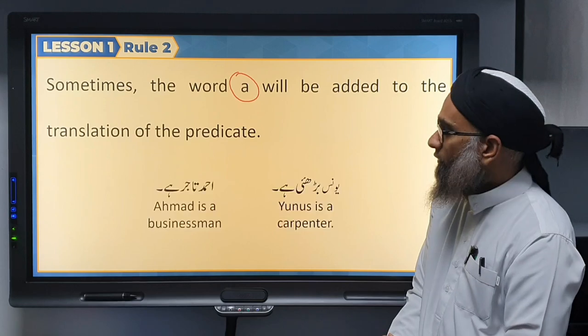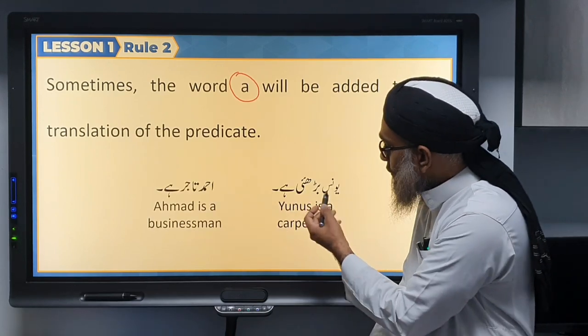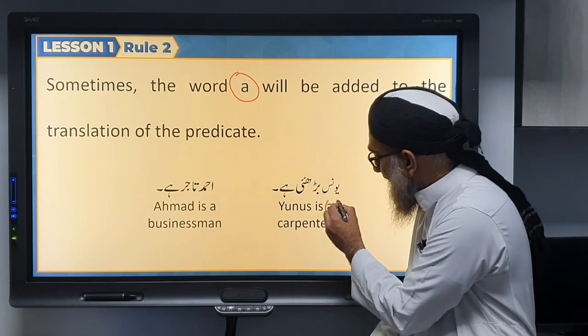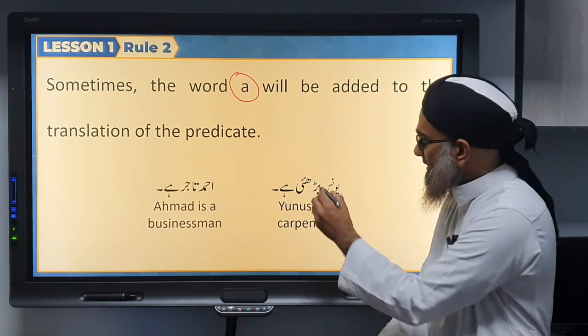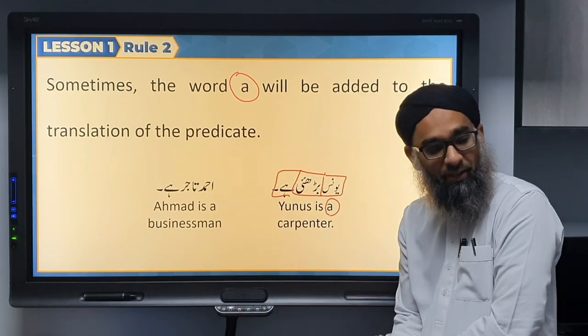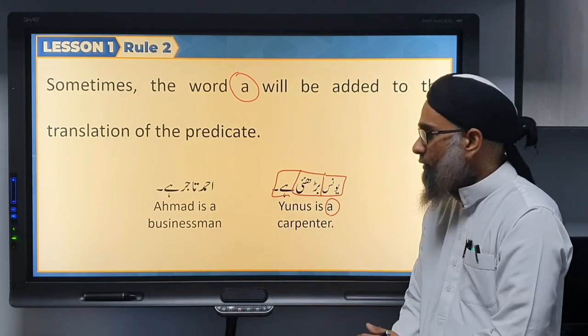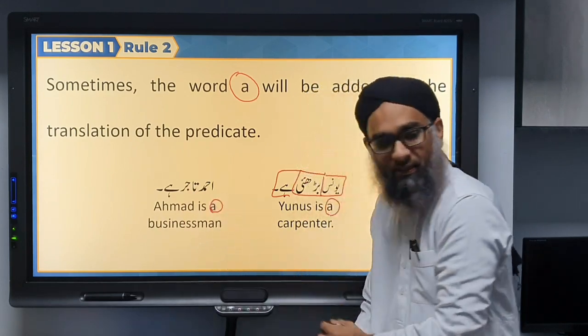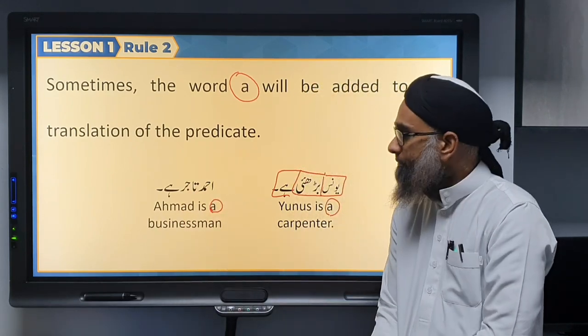So for example here, Yunus and the word barhai. Barhai means carpenter. In here, there's just the subject, the predicate and the joining word. There's nothing to show the word a or the, but when you translate, you have to add it in. So Yunus is a carpenter. Ahmad tajir, Ahmad is a businessman. The same comes with the word the as well.